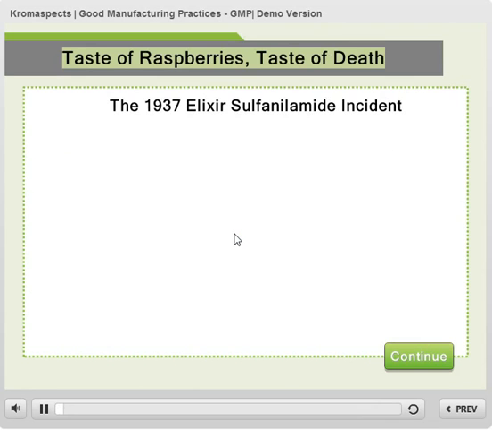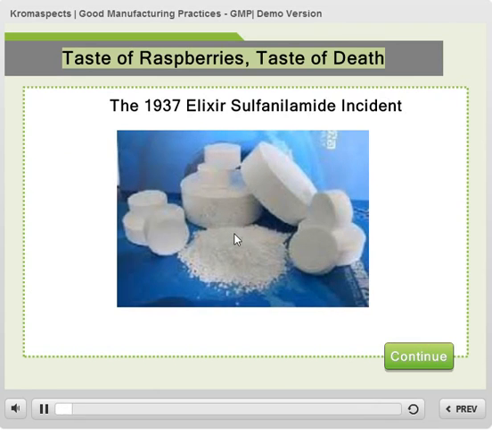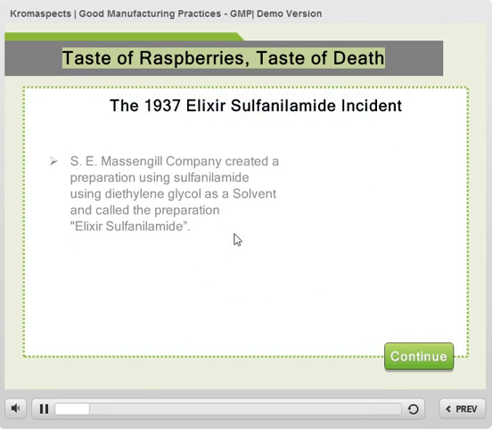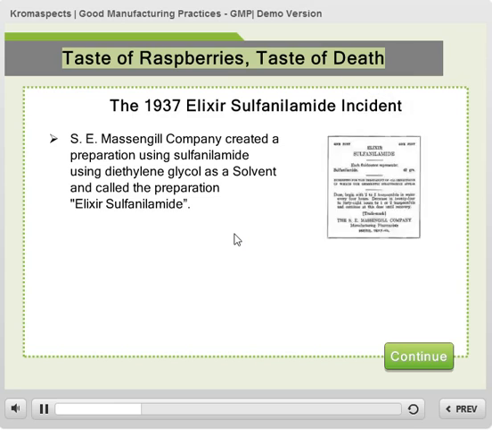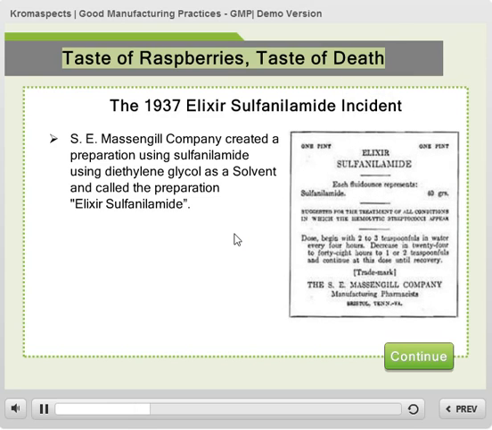Sulfanilamide, a drug used to treat streptococcal infections, had been in use in tablet and powder form. In June 1937, a salesman for the S.E. Massengill Company reported a demand in the southern states for the drug in liquid form. The company's chief chemist and pharmacist, Harold Cole Watkins, experimented and found that sulfanilamide would dissolve in diethylene glycol.